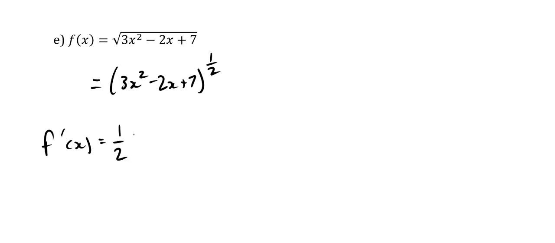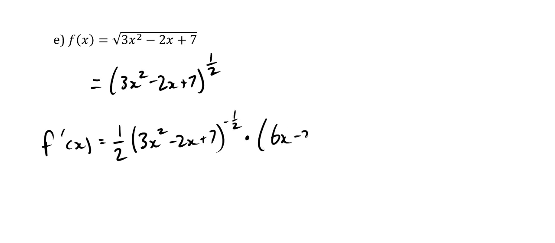So 1/2 (3x squared minus 2x plus 7). 1/2 minus 1 is negative 1/2. Times the derivative of what's inside. What's the derivative of what's inside? So 6x minus 2, it looks like to me.